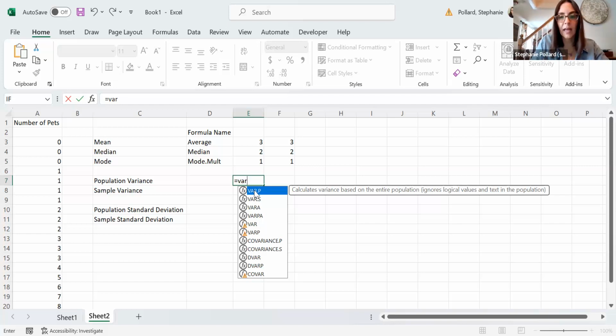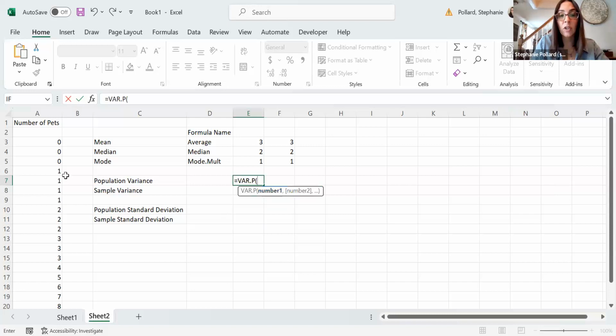So I click the one that says VAR.P. You also see little descriptions here of what each formula does, which is helpful. And I double click that. And then just like previous videos, we're just going to hold my mouse down and select that data set.